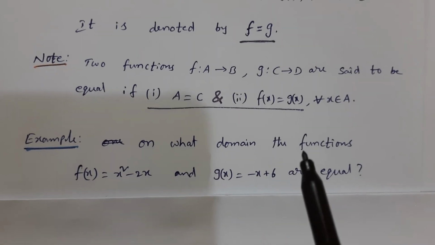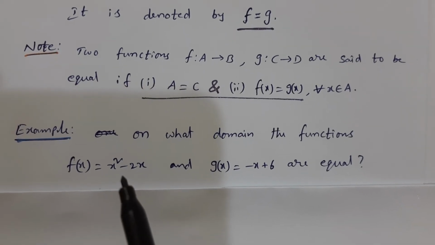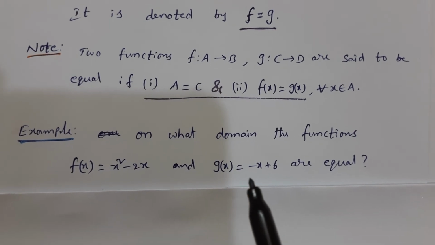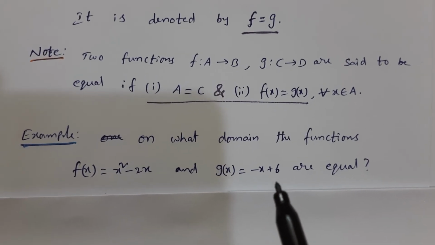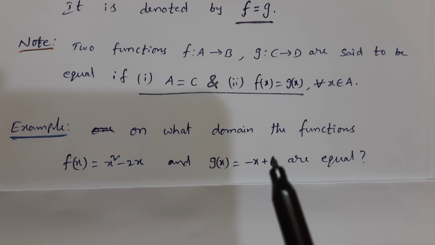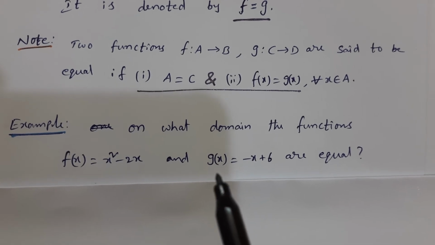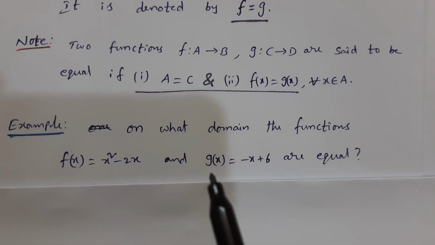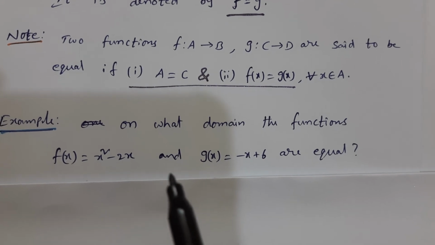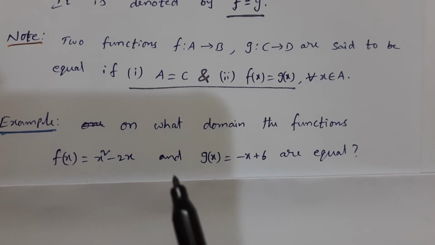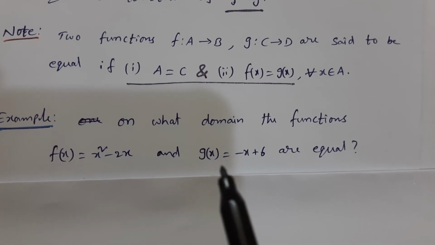On what domain are the functions f(x) equals x² minus 2x and g(x) equals minus x plus 6 equal? On what domain these two functions are equal means we have to find the values of x, because x is the domain value. So we have to find the x value by making these two functions equal.